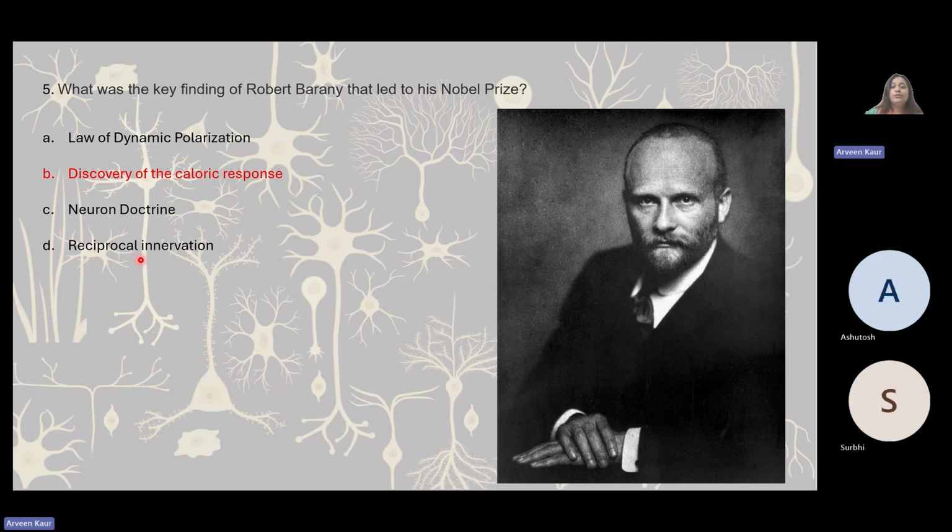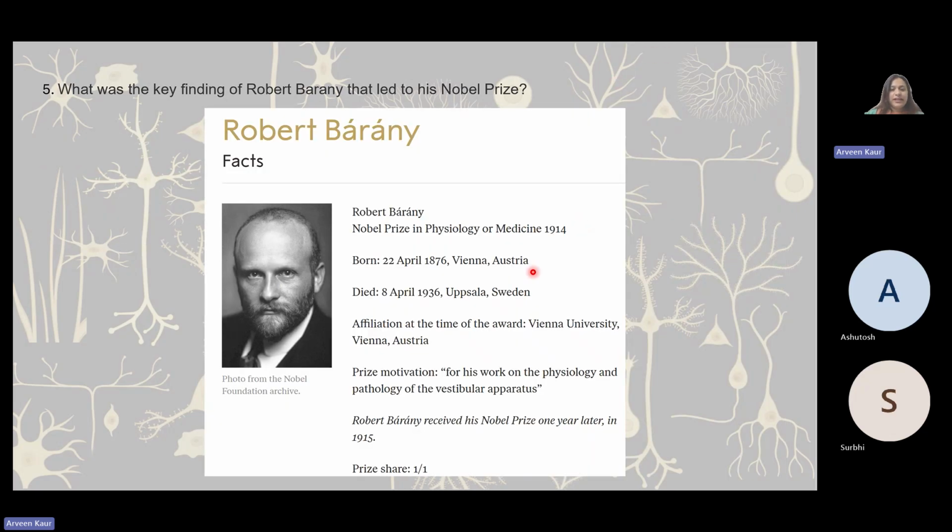The Barany test, which is actually used to discover this caloric response, was the key finding of Robert Barany that led to his Nobel Prize, right? No, the neuron doctrine, we have already seen, was shared by Camillo Golgi and Santiago Ramon y Cajal, right? Also, it is interesting to note that this Nobel Prize was solely given to Robert Barany, not shared with anybody, right? So you can see prize share one by one. So solely awarded to him.